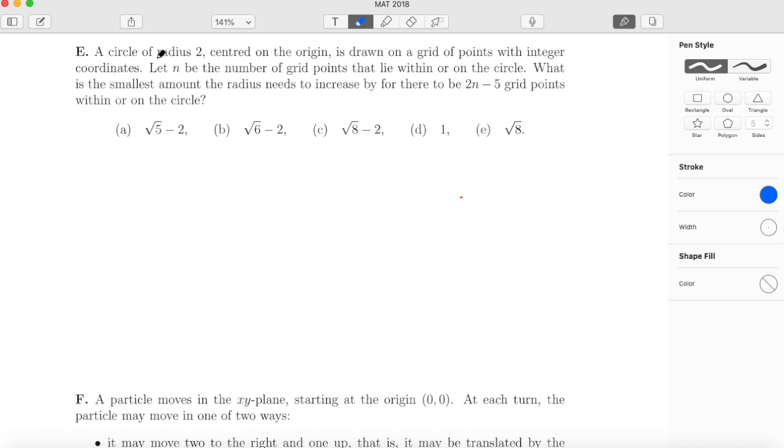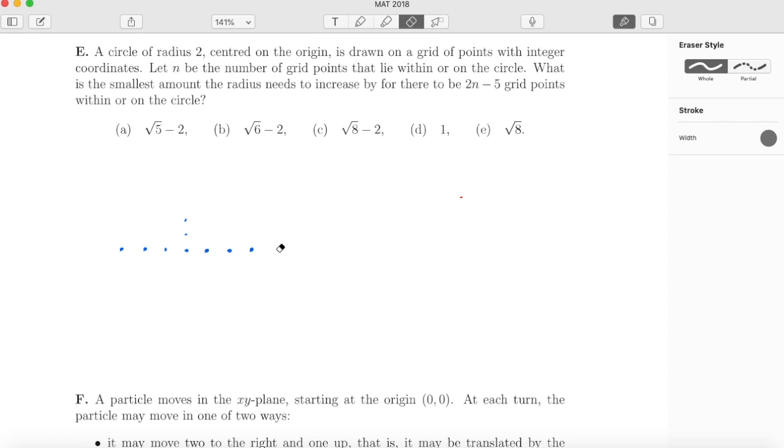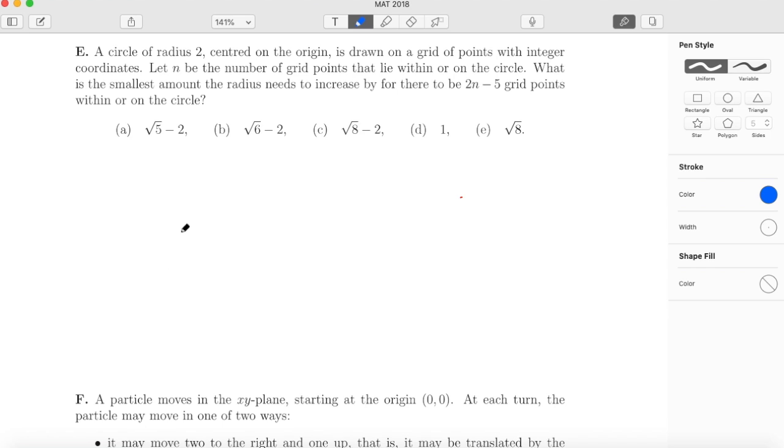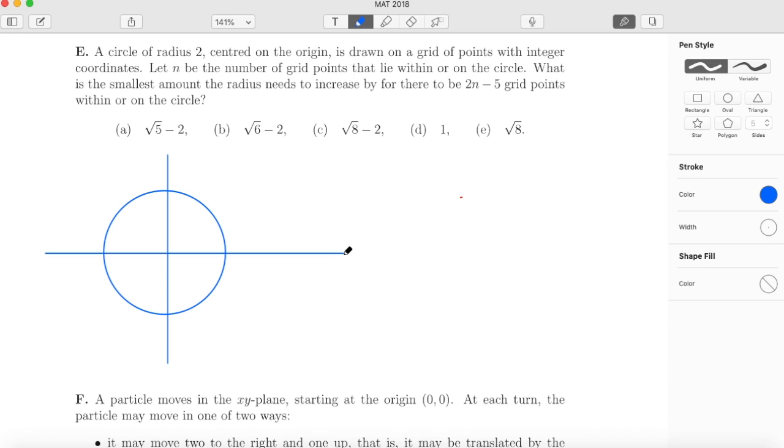So we're told that we've got an integer grid, so we can just draw our integer grid here. Radius 2, so something like that would make sense. In fact, I'm going to do it this way. I'm going to draw my circle first, and then I'm going to draw my grid around the circle. So there's 1, there's 2, there's 1, 2.